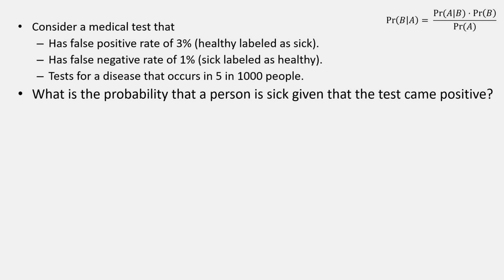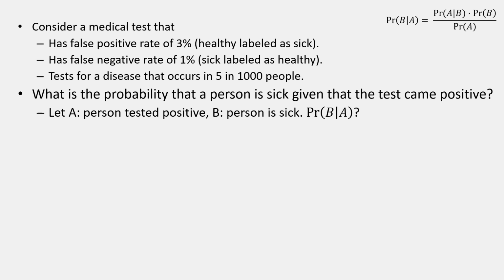So we define that medical test that has false positive rate of 3%, false negative rate of 1%. And now let's add the missing piece of information. It tests for a disease that occurs in 5 out of 1,000 people. And now again we ask a question: what is the probability that the person who got a positive result on the test really has that disease?